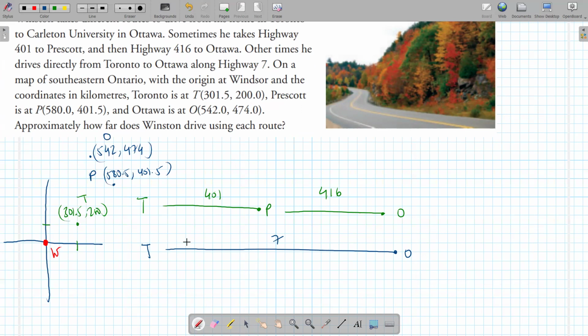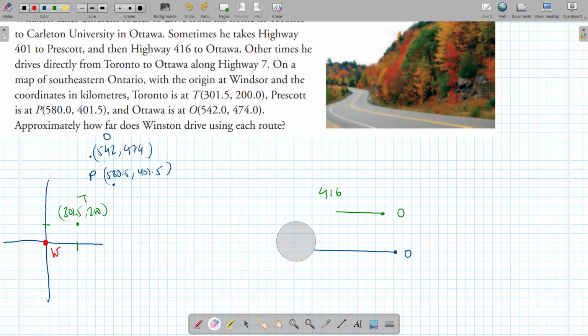Approximately how far does Winston drive using each route? So what's the question asking us? It's asking us for the line, this one, using the first route, right? It goes to P and then goes to O, so we need to find those two line segments, add them up, and then we also got to find this line segment from T to O and add it up.